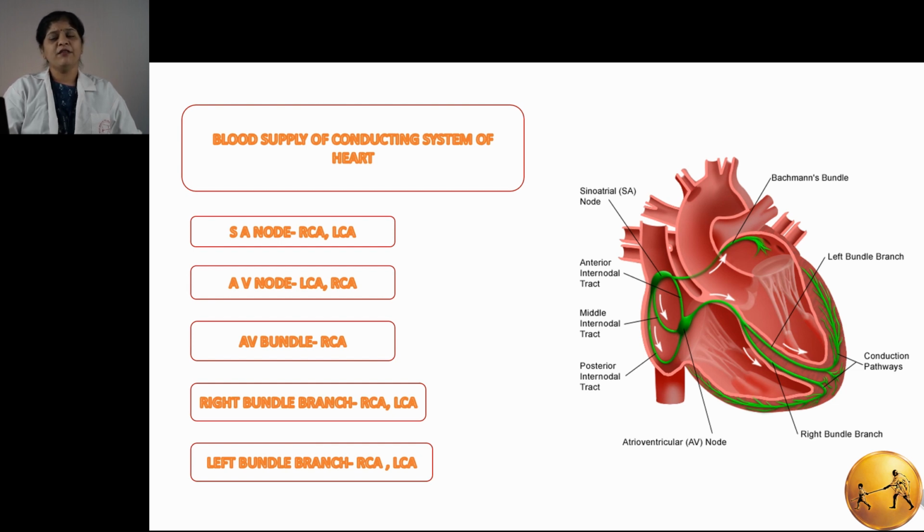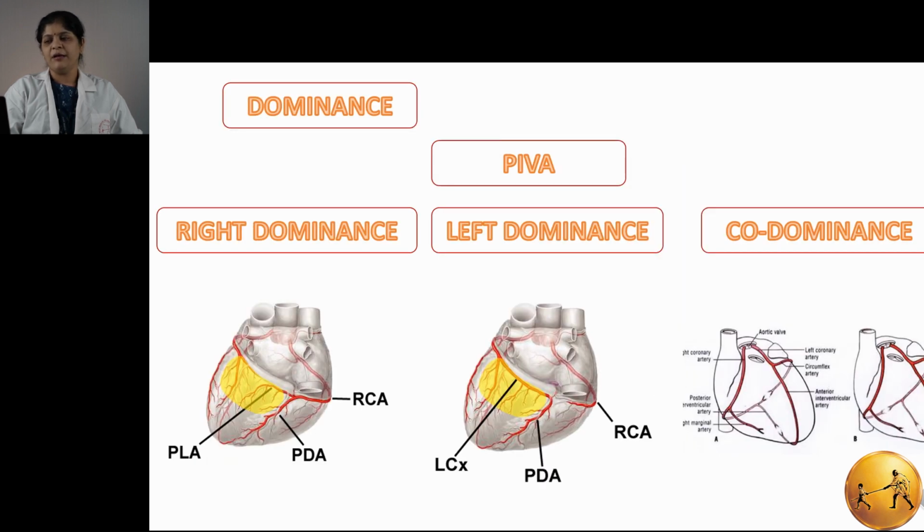Now let us see the blood supply of the conduction system of the heart. The SA node, which is present in the right atrium, is supplied mostly by the right coronary artery. If it is not supplied by the right coronary artery, it gets the blood supply from the left coronary artery. Similarly, for the AV node, both the arteries supply it, but mostly it is coming from the left coronary artery. The AV bundle gets blood supply from the right coronary artery. The right bundle and the left bundle both get the blood supply from the right as well as the left coronary artery.